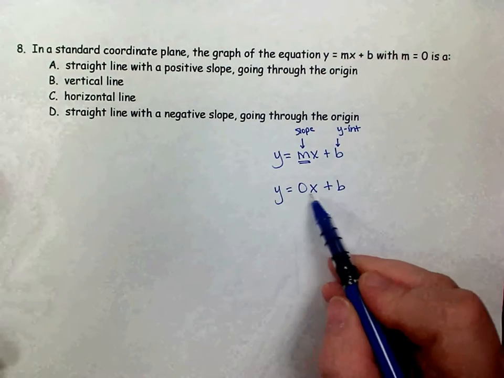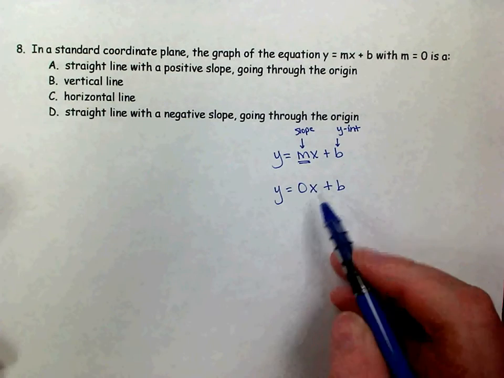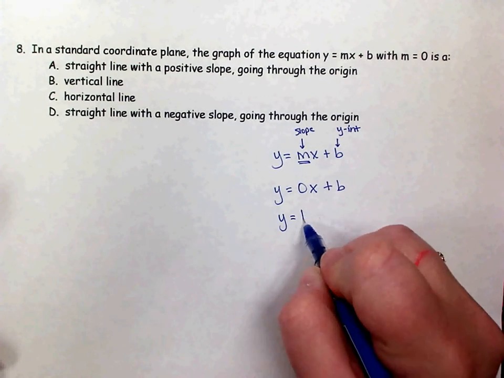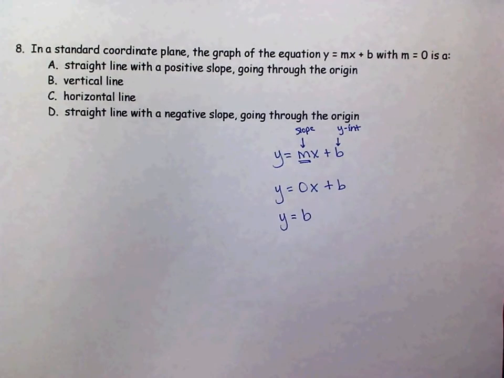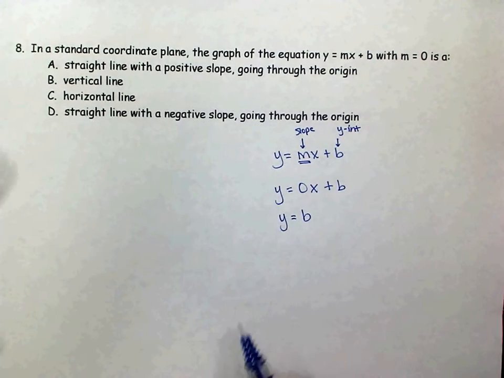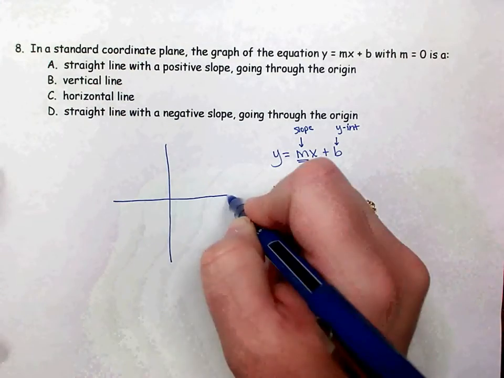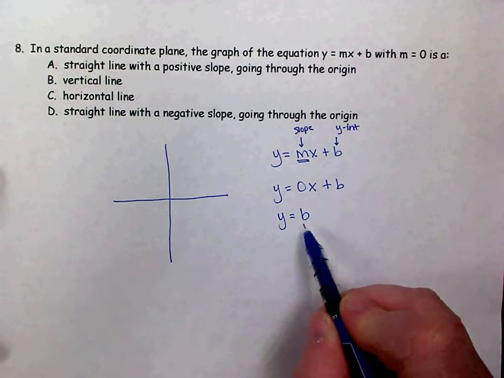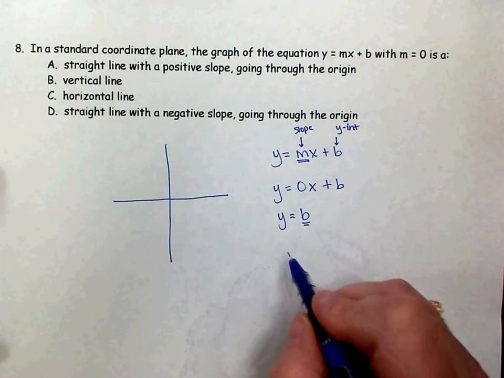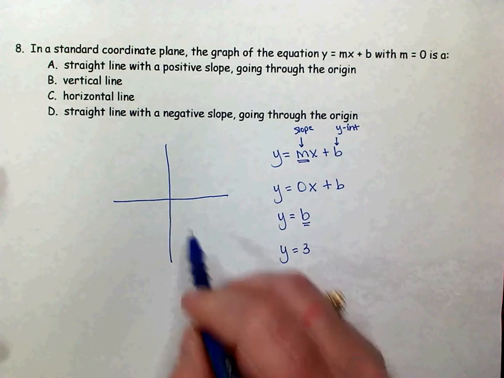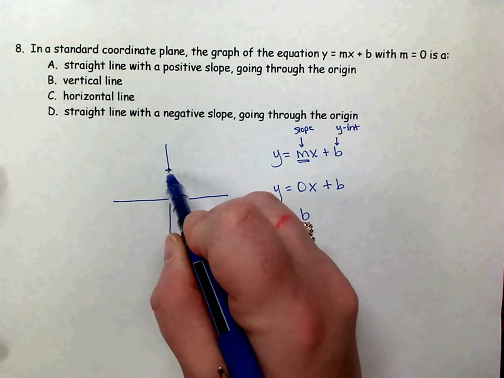Well, if it's a 0, then we don't have an x at all. So this is really just the equation y equals b, and b is a number, the y-intercept. So what it's telling us on a standard coordinate plane is that our y-intercept is whatever this value is. So let's say it's a 3. Our y-intercept would be a 3.